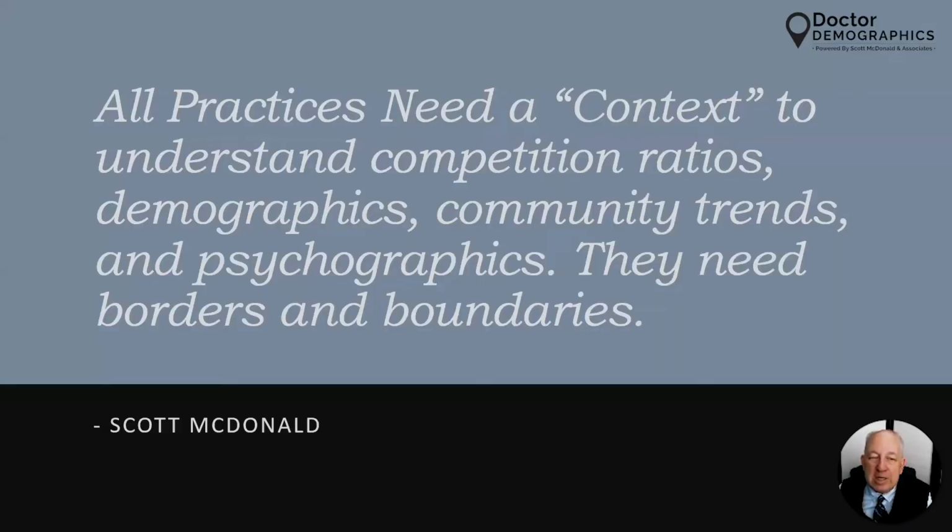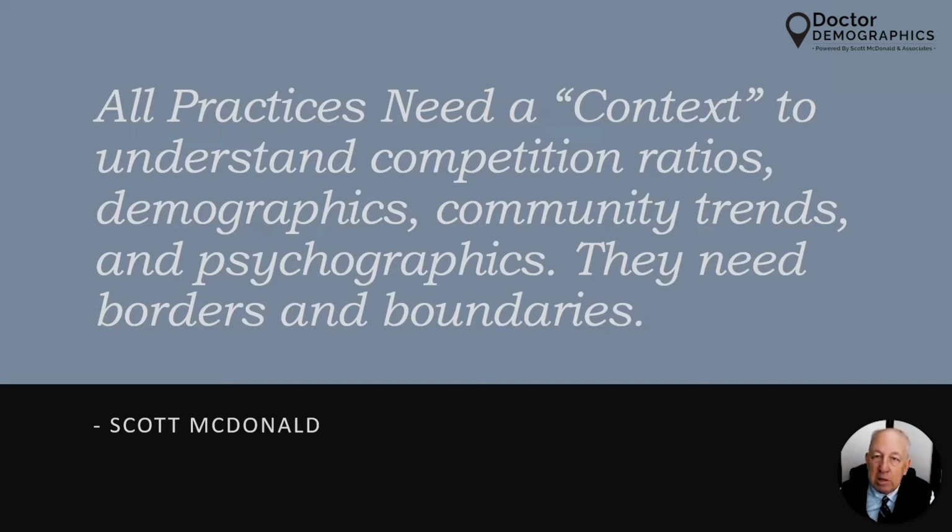Now, all practices need context to understand competition ratios. In other words, it isn't enough to say, are there a lot of doctors or a few doctors that are competitors, but also what the nature of the population is and its context upon the geographic area that you're looking at. It will influence demographics and community trends and psychographics as well. You need to understand the borders and the boundaries about a practice location, as I'll bring up in just a minute. A doctor who is in Chicago, Illinois, is not going to be in competition with someone in Los Angeles. They're just too far apart.